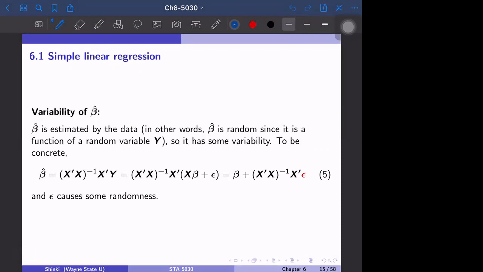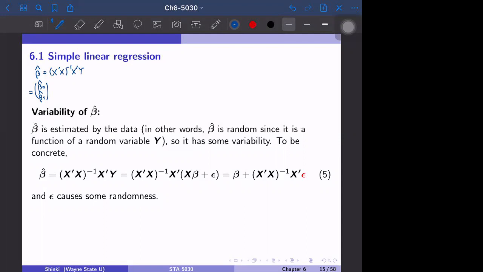Hi everyone. So today I would like to discuss some properties of the estimate, and also some testing on the linear regression coefficients. So last time we studied that beta hat is equal to (X transpose X) inverse times X transpose y. So here beta hat is the estimate of the intercept and slope. So beta hat is equal to this vector of beta naught hat and beta 1 hat.